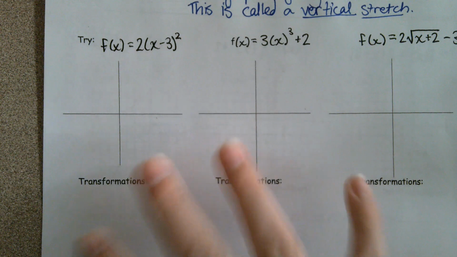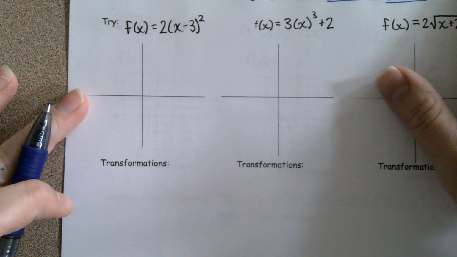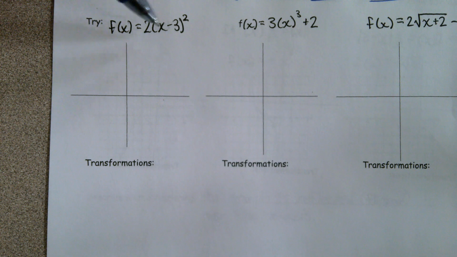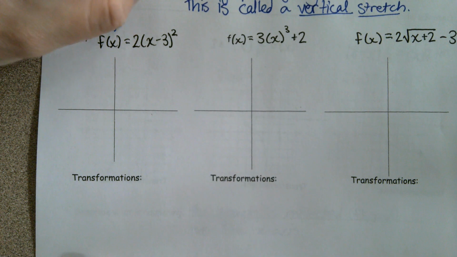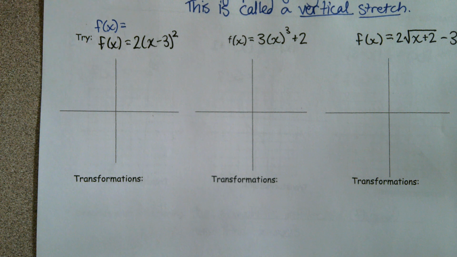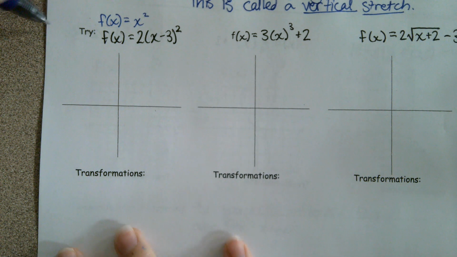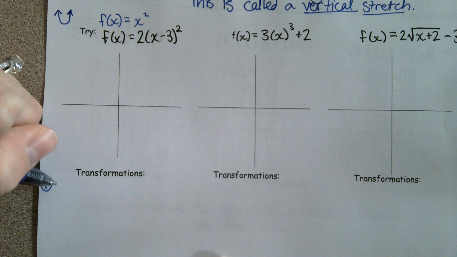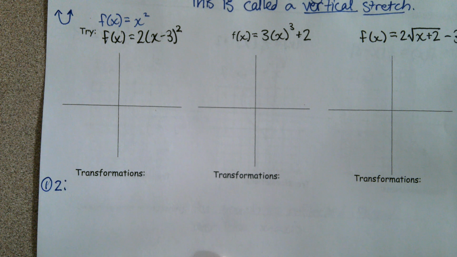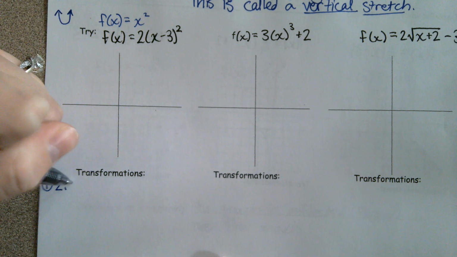Let's look at an example. F of x equals 2 times (x minus 3) squared. The original function is just f of x equals, so if we took away the transformations, x squared, which has a U shape. We have 2 transformations here. First we have that 2 out in front. This means a vertical stretch of 2.